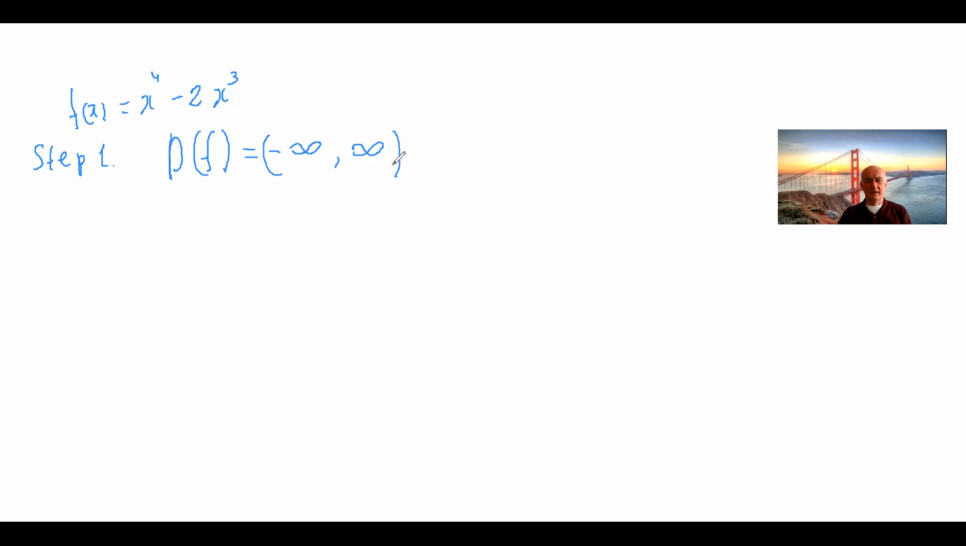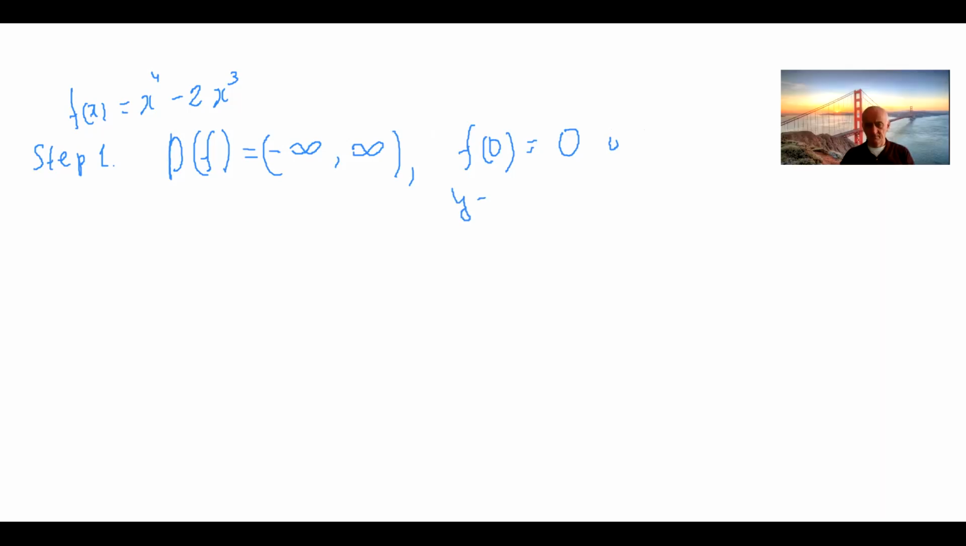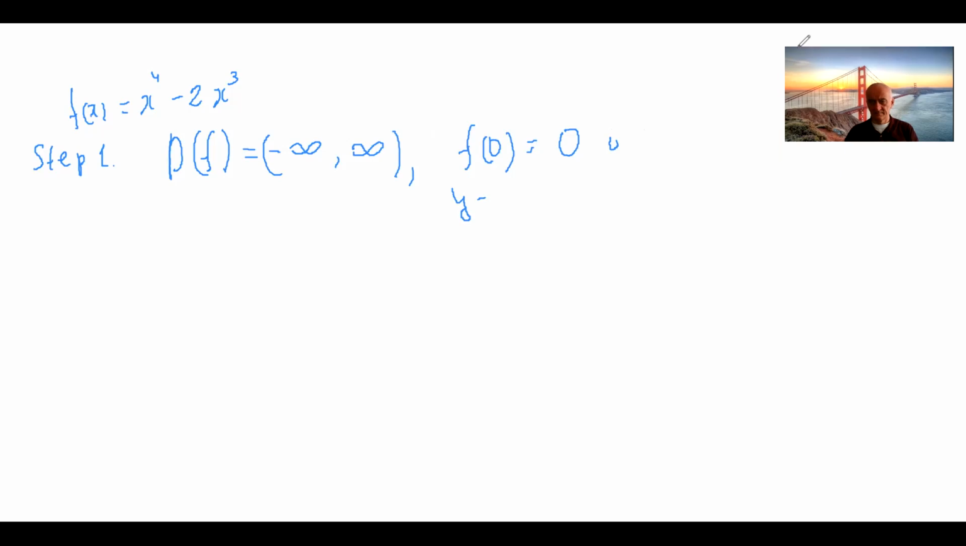Okay. Then find f of zero. f of zero is zero. So it's the only y-intercept, and the y-intercept here is zero. So the first step is done.